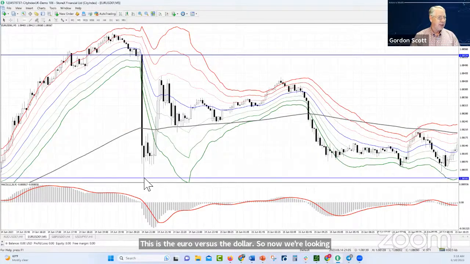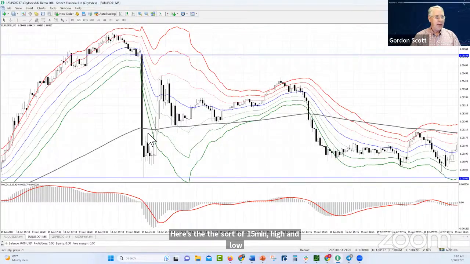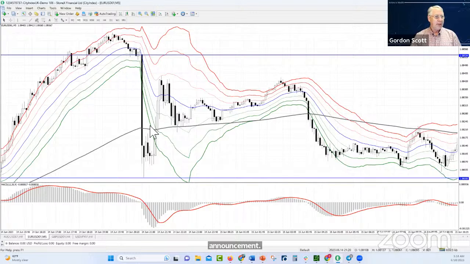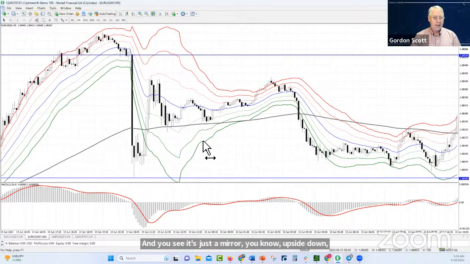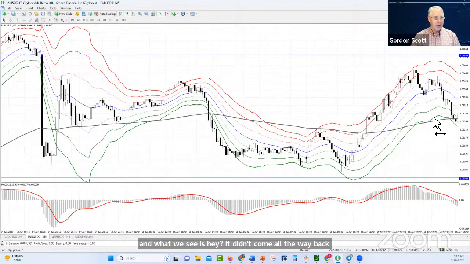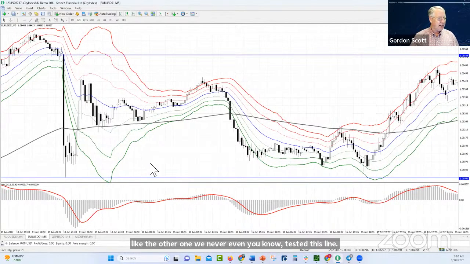Here's the 15-minute high and low after the announcement. And you see, it's just the mirror, upside down. And what we see is, hey, it didn't come all the way back, but once it came to this line, unlike the other one, we never even tested this line.